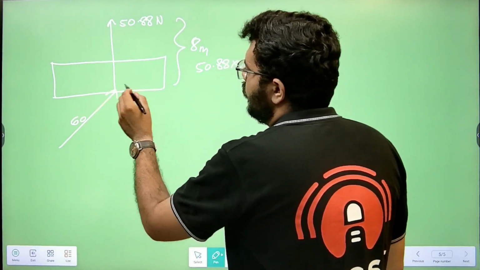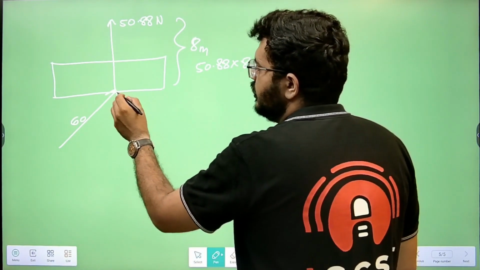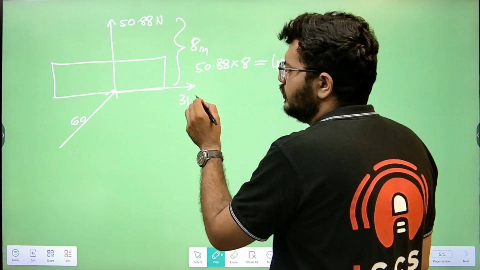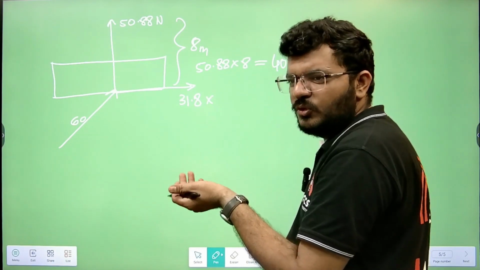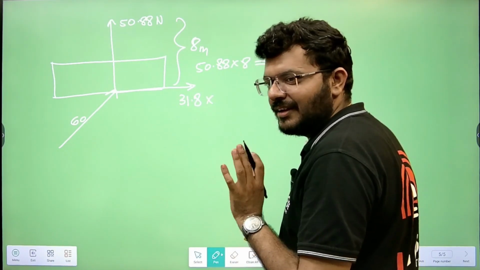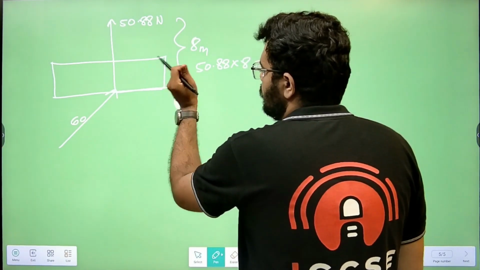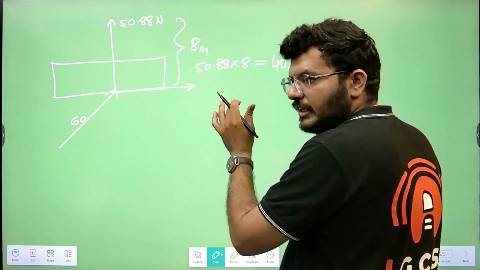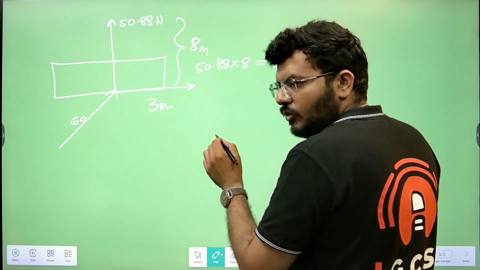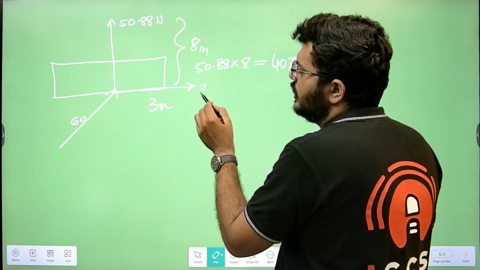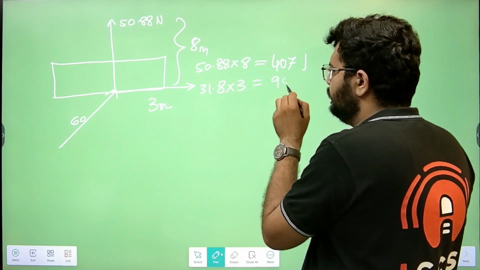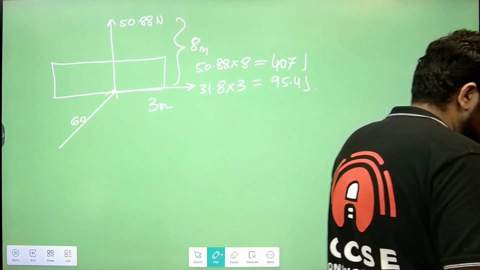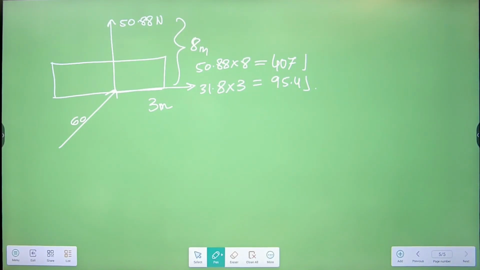Okay, what is the force in this direction? 31.8 into... why? It is not moving, brother, it stays here, it is not moving, okay? Okay, so let's say that in this direction it moved 3 meter. In that case you will have 31.8 into 3, which is 95.4 joule of work done. Sir, what is 31.8? It is 60 cos theta.